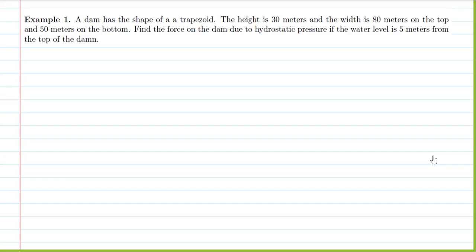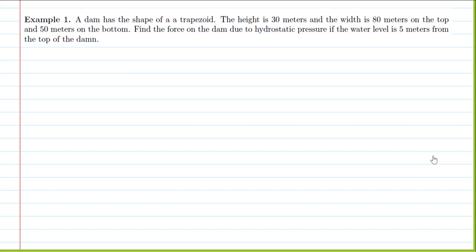So a dam has the shape of a trapezoid. The height is 30 meters, and the width is 80 meters on the top and 50 meters on the bottom. Find the force on the dam due to hydrostatic pressure if the water level is 5 meters from the top of the dam. All right.